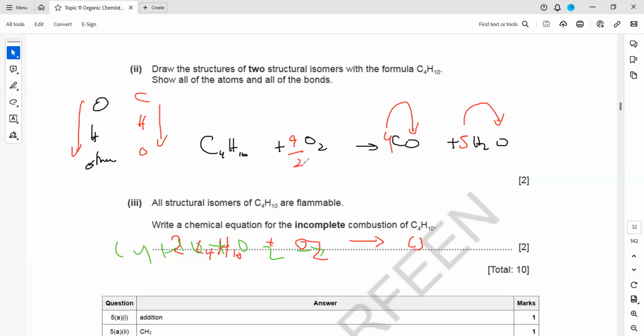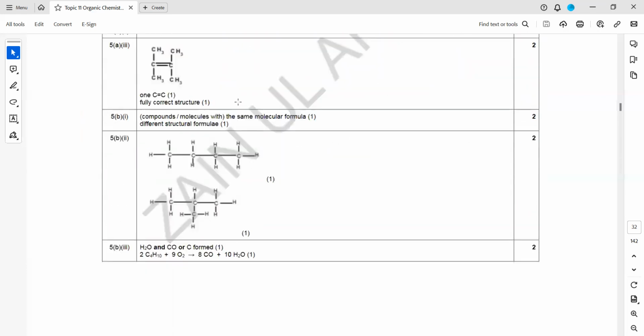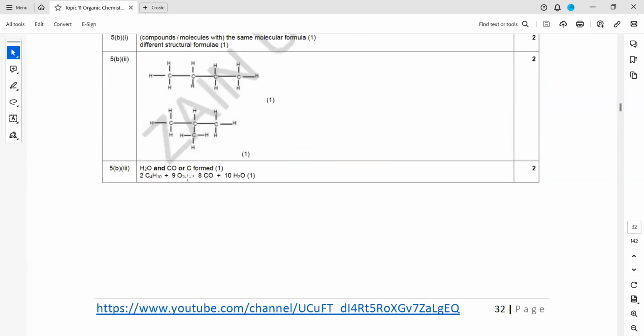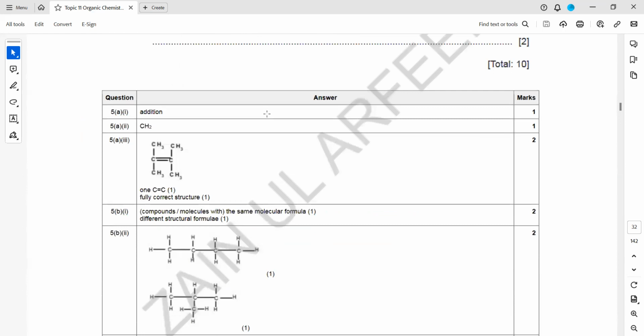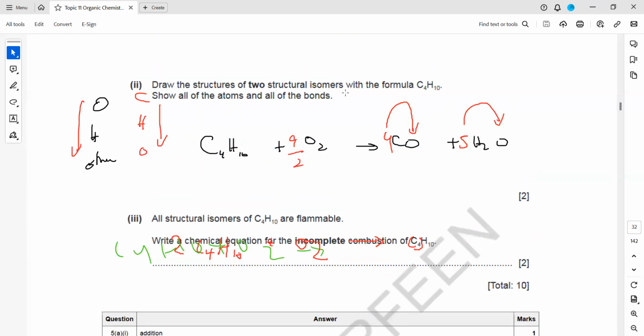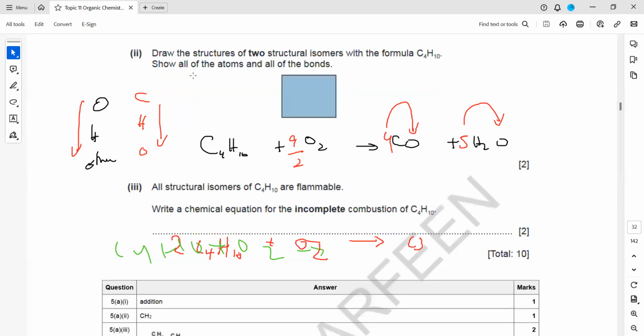So how can we have 9 oxygen? We can write 9 by 2. So it is right, you can use a fraction to balance them. Even in a marking scheme, multiple answers will be there, as incomplete combustion can give different results. This 9 by 2 is the same as what is written in the marking scheme, because what they did was multiply all of them by 2. So this will become 2, this will be cancelled, this will become 8, and this will become 10. But even in the exam, if you leave it as 9 by 2, that is also correct.